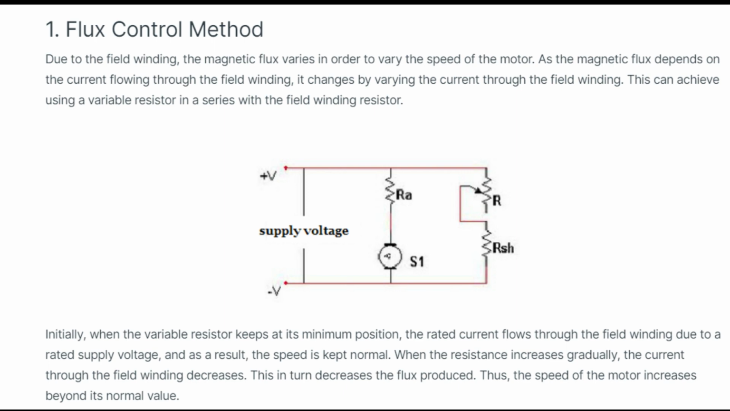I will start with the first one, which is the flux controlling method. Due to the field winding, the magnetic flux varies in order to vary the speed of the DC motor. As we can see, the magnetic flux is highly dependent on the current flowing through the field winding. This shows that we can try to manipulate the value of the current flow. How to do it? We will use a variable resistor in a series circuit to see this result.